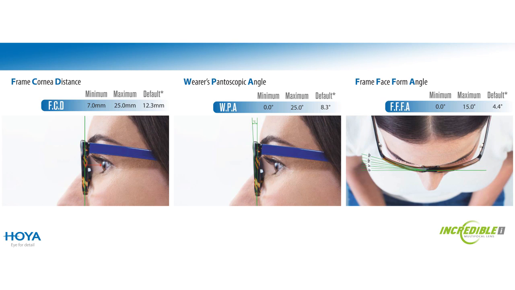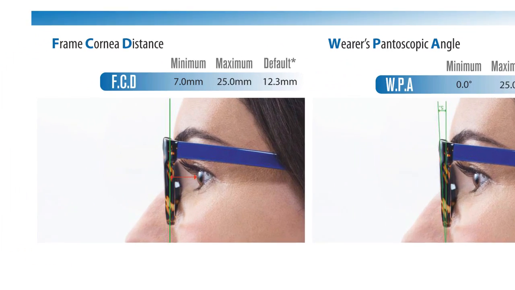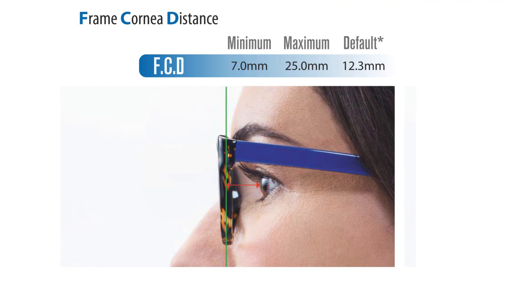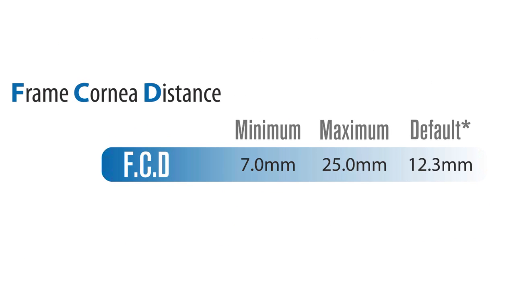The first of these new parameters that we need is the frame corneal distance. The frame corneal distance is the measurement from the tip of the eye to where the lens would sit in the frame. On the screen in front of you, there is a default value of 12.3 millimeters. That is the measurement that you will get if you don't specify any. But we can give you a value, a minimum of 7 millimeters to a maximum of 25 millimeters. That is easily measurable just with an ordinary PD ruler that's held next to the patient while he's wearing his frame.